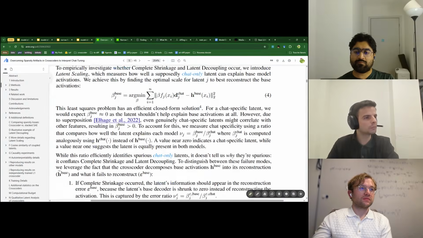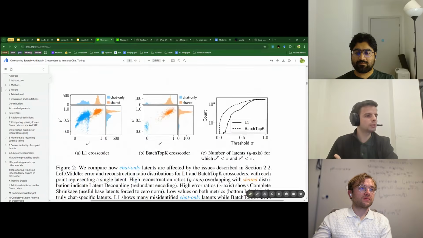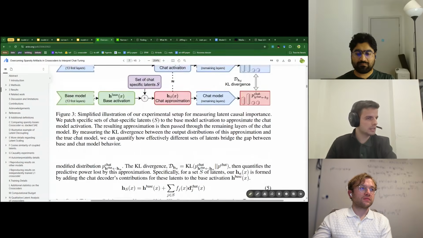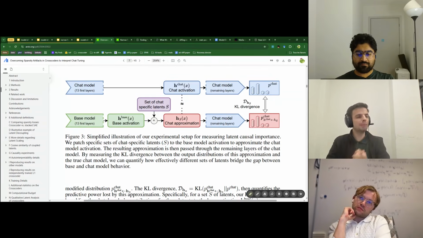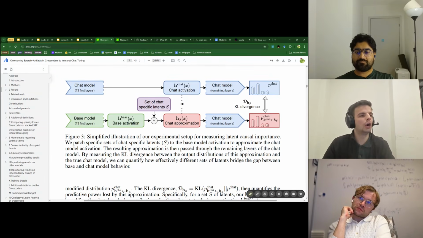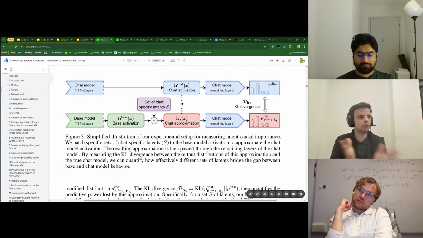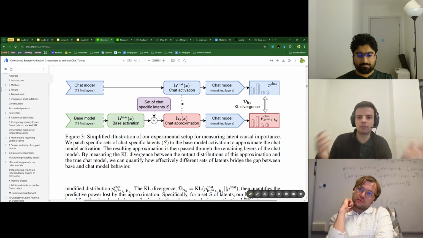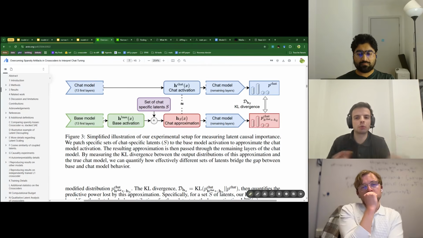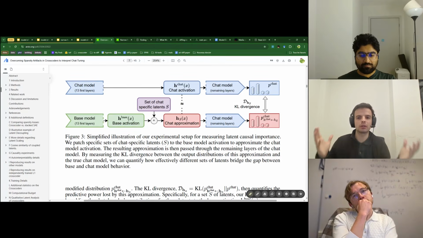And to confirm those results, one thing we did is this causal experiment where we ask how important is a set of latents to approximate the chat model activation. And actually not just the chat activation, but the chat model behavior directly, which is what we care about. We care about the features that help to predict the chat model behavior downstream.